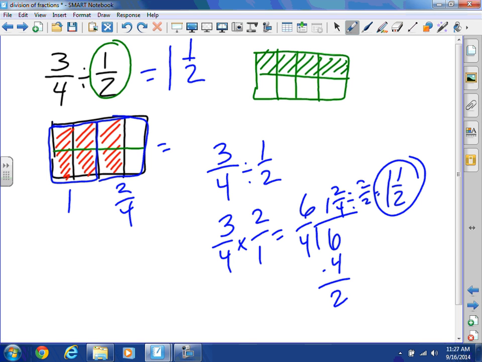The Common Core doesn't care about keep, change, flip. They care that you understand what you're doing when you're dividing by fractions. Mr. Pepper. Clap once. Clap twice.